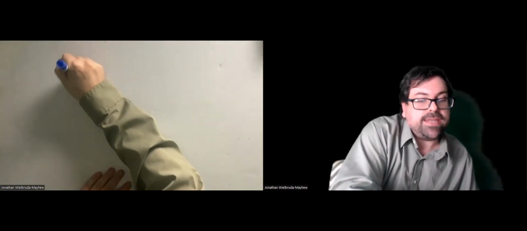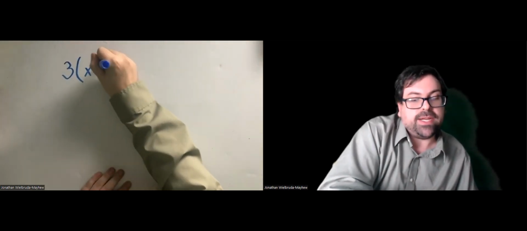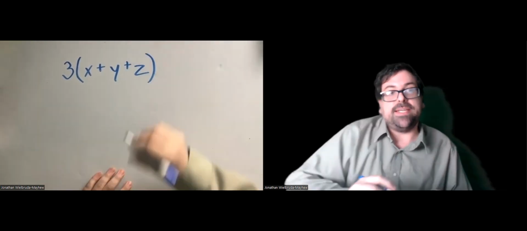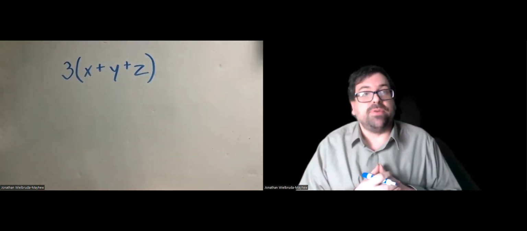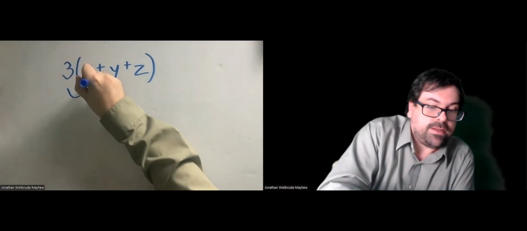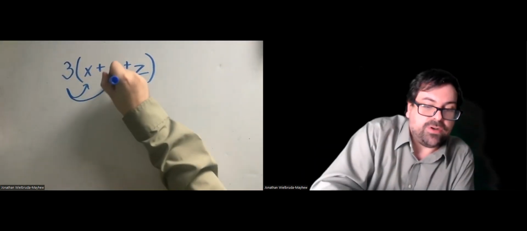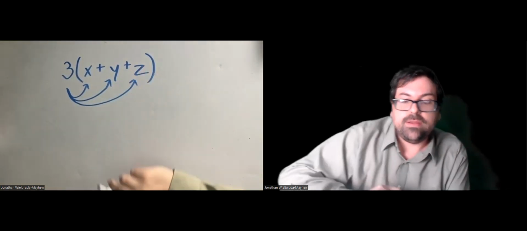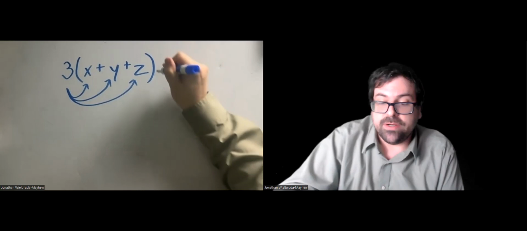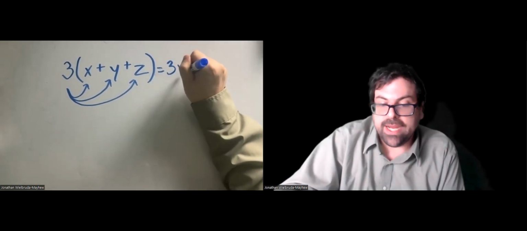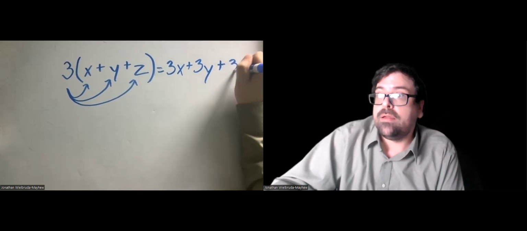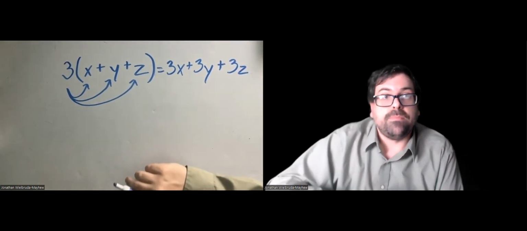We can extend the distributive property to any number of things inside the parentheses. So if we had 3 things in the parentheses like this, it's 3 times the first, plus 3 times the second, plus 3 times the third. 3x plus 3y plus 3z.